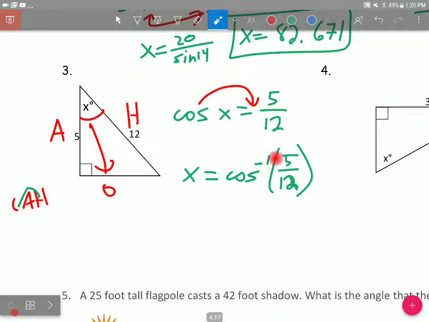I know it looks like to the power of -1. It looks like an exponent. But really, what this means is the inverse of that function. So that's when we use the -1s. When we're looking for an angle, that's when we use the -1s. When you're looking for a side, we use the regular ones. 5 divided by 12, and you should get x equals 65.376 degrees.